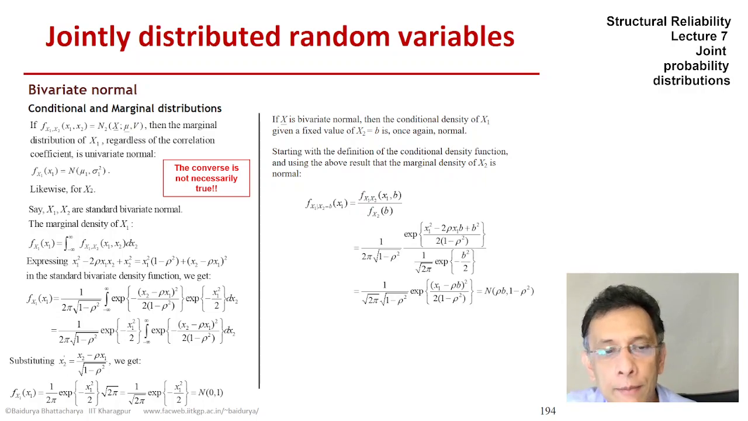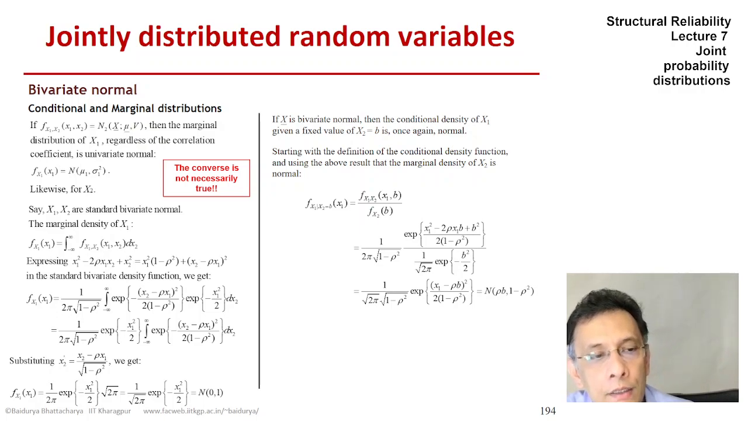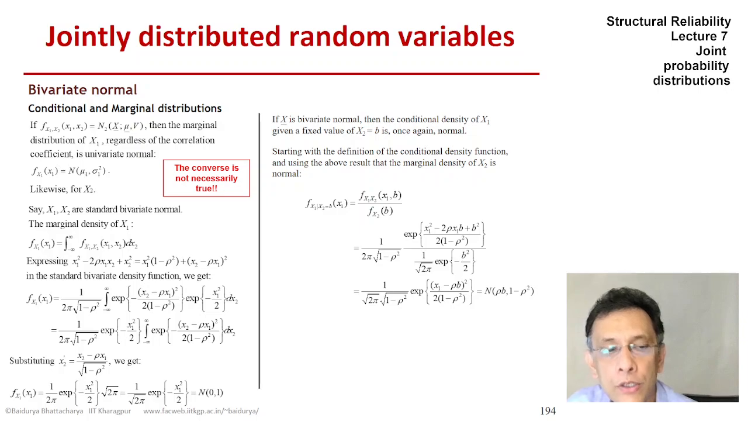If we go through the steps, it's interesting to see that the conditional density of x1 is normal with a mean that depends on b, the particular value that x2 has taken, and a variance that depends on the correlation coefficient. It doesn't depend on b.